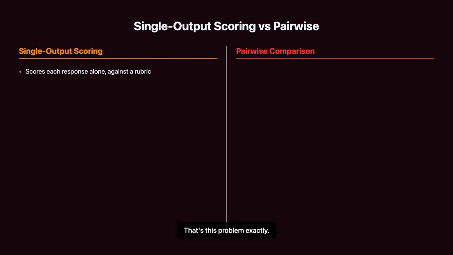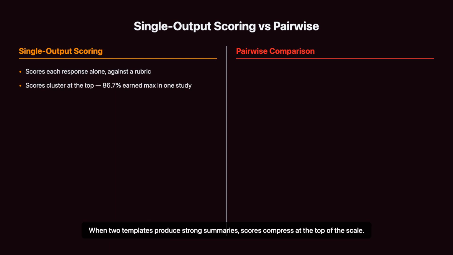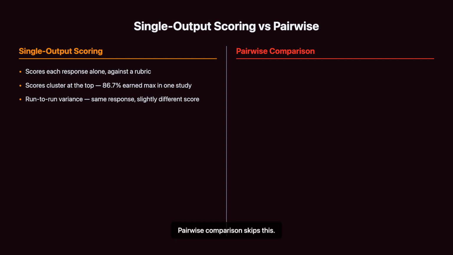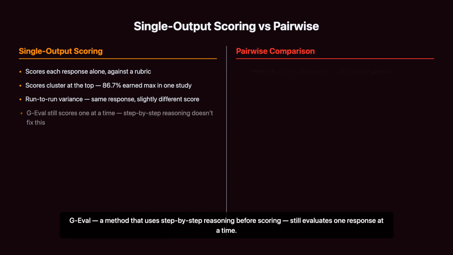That's this problem exactly. When two templates produce strong summaries, scores compress at the top of the scale. One study found 86.7% of responses earned the maximum score, making the numbers useless for comparison. Pairwise comparison skips this. The judge sees both outputs at once and picks the better one. No ceiling, no variance between runs.